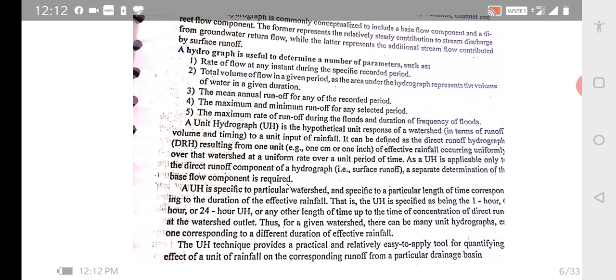The unit hydrograph technique provides a practical and relatively easy to apply tool for quantifying the effect of a unit of rainfall on the corresponding runoff from the particular drainage basin. So, based on the rain, what is the drainage that we can make out, and the unit hydrograph helps us in determining that.